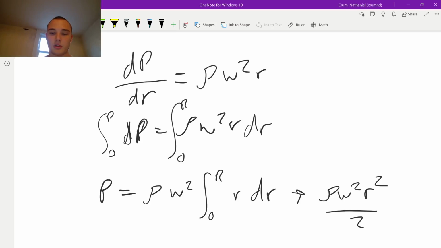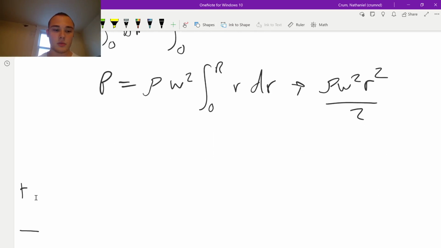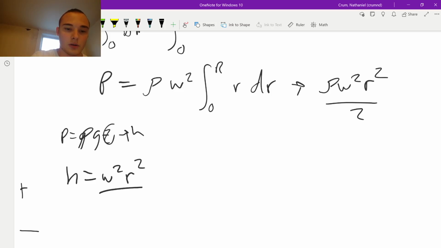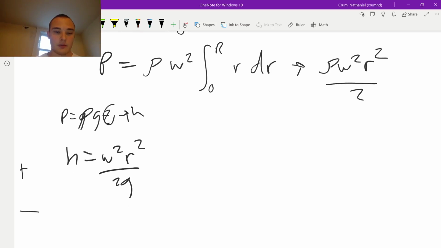So we can use this pressure equation, and we know the basic equation of statics, P equals rho g z, z being the height, so z is also h. We can use this to solve for h. So we know from this equation that h will be equal to omega squared R squared over 2g. So we will need to save this equation for later.